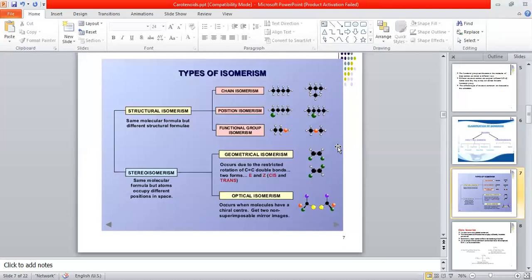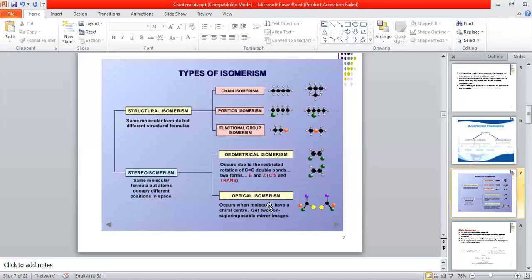Cis means the groups are found on the same side. In the first example here, you can see the green atoms are found on the same side, right? So this one is an example of cis isomerism. And here the green ones are found in the opposite direction, so this one is trans isomerism.